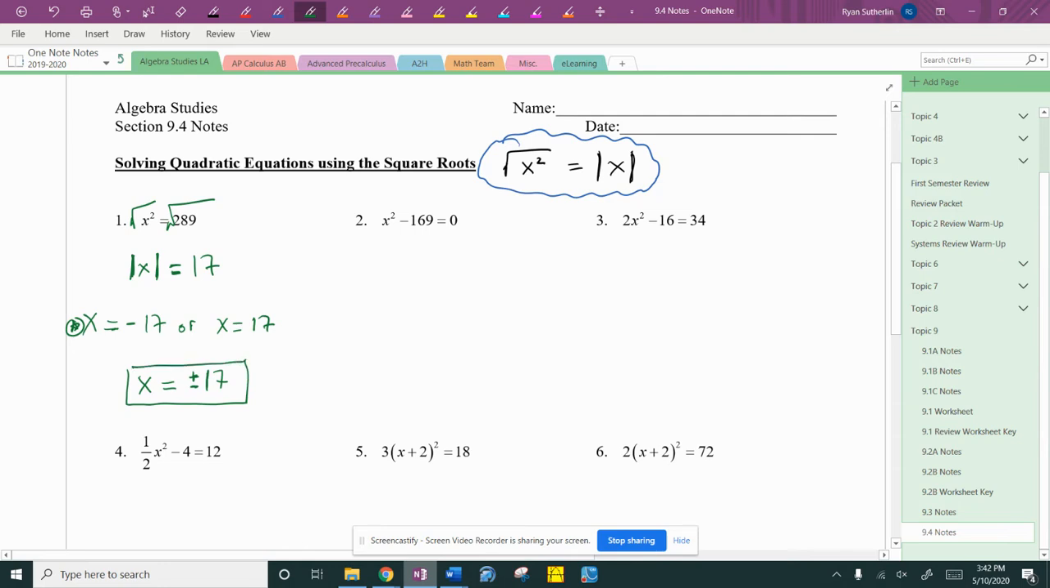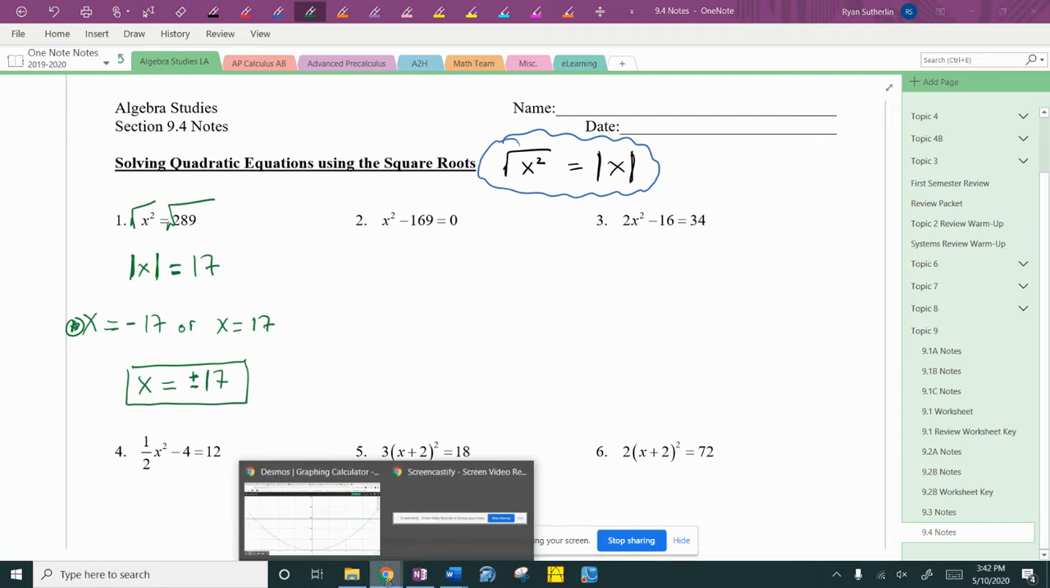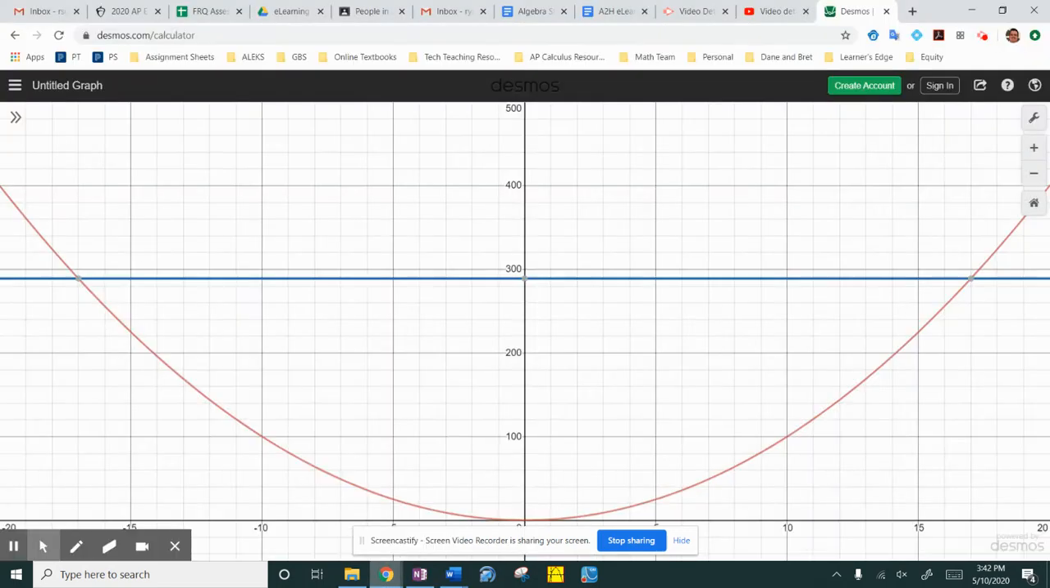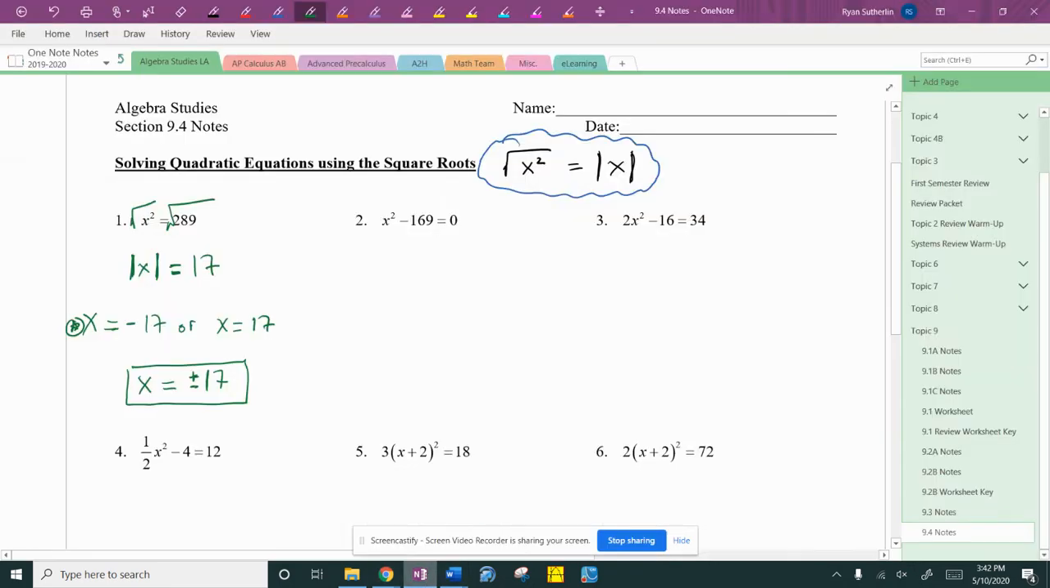And let me show you graphically what's going on here. Here is the graph of x squared. Here is the graph of 289. And you can see that my graph hits that line twice. It hits it once at negative 17, and it hits it again at positive 17. So there are two answers.